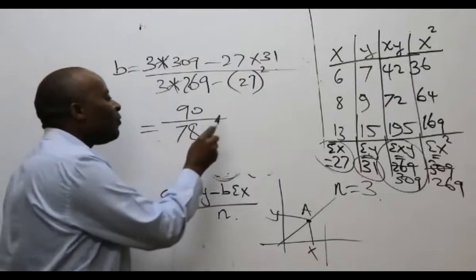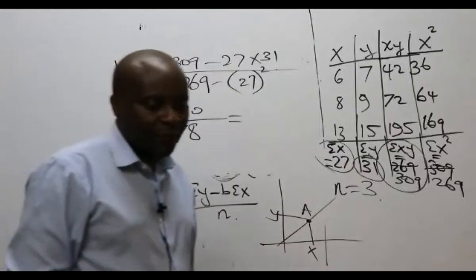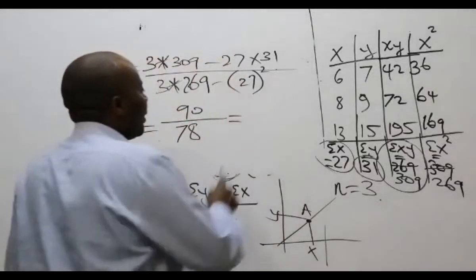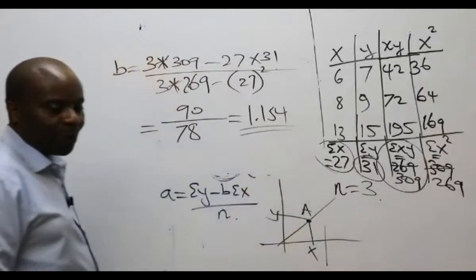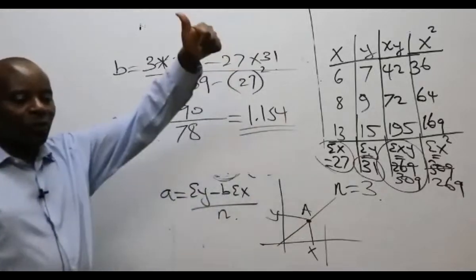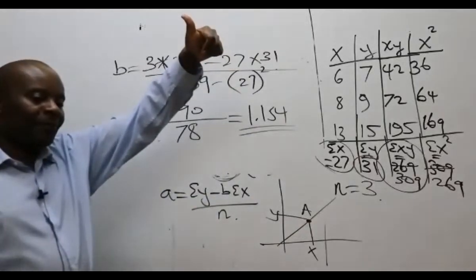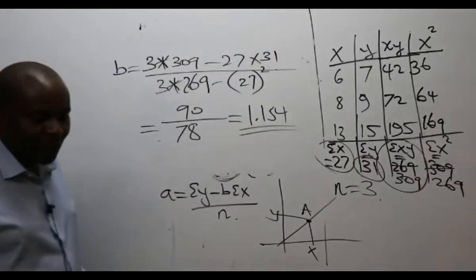Please go ahead and give me the quotient here. What is 90 divided by 78? So Sharon tells me it is 1.154 like that. Great. So many guys have been able to confirm. Amaya has gone to four decimal places.